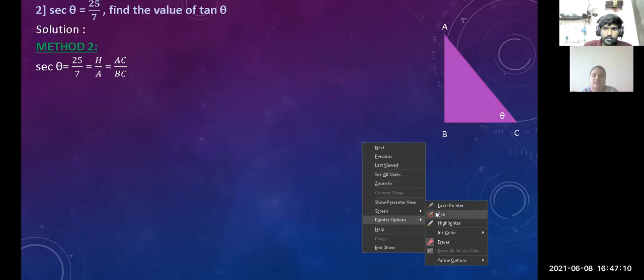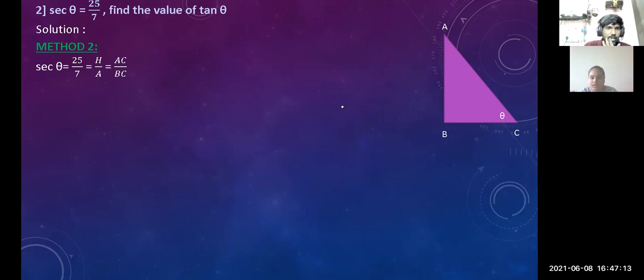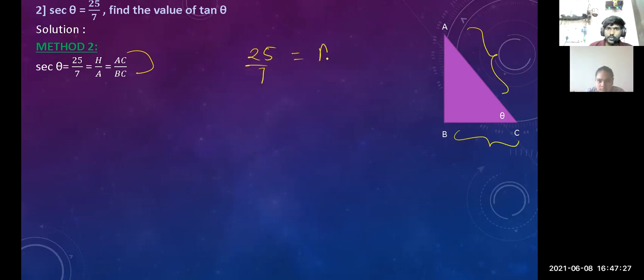From tan you can get cot, and from sine you can get cosine. Now from this figure, hypotenuse is AC and adjacent is BC. So that is why AC upon BC. So now you take 25/7 equal to AC upon BC.